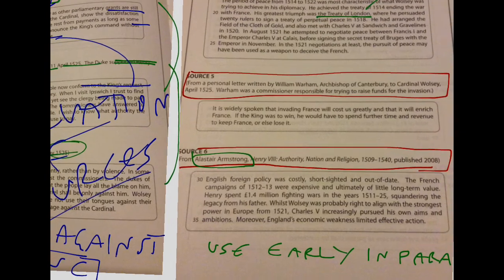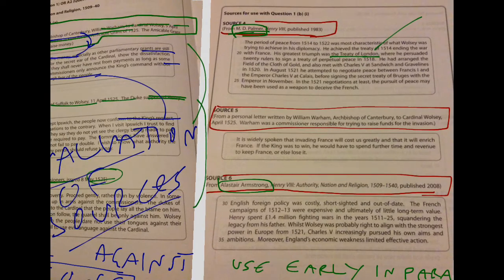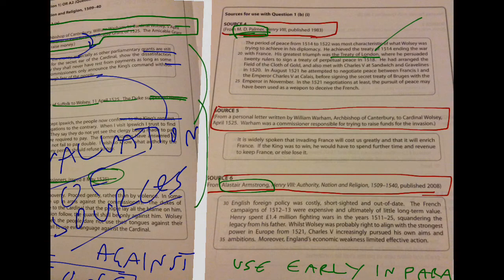And I have a sheet with lots of useful phrases for how to develop AO2 should you wish to have a copy. So my top tip is using the sources early in the paragraph. Maybe use Source 4. This can be supported by evidence from Armstrong. That's evaluating Palmer's view. You're weighing it up. You're showing you're using the sources in combination. Then use your own knowledge and make sure that those examples are precise.